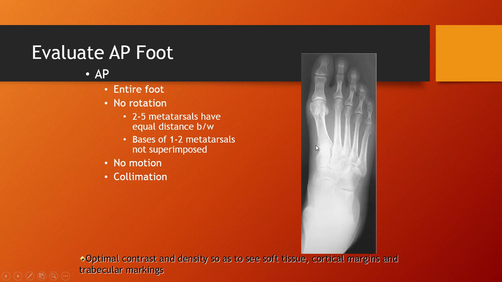So no motion, you'll have a narrow dynamic range, which is a high contrast film, and make sure that you have that evidence of collimation and that your marker is visible somewhere in the light field.